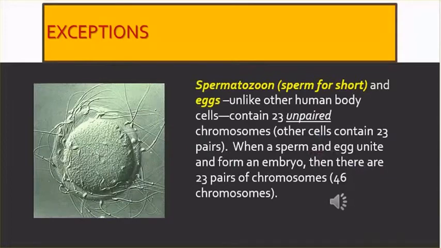Exceptions. Spermatozoan, sperm for short, and eggs, unlike other human body cells, contain 23 unpaired chromosomes. Other cells contain 23 pairs. When a sperm and egg unite and form an embryo, then there are 23 pairs of chromosomes, or 46 individual chromosomes.